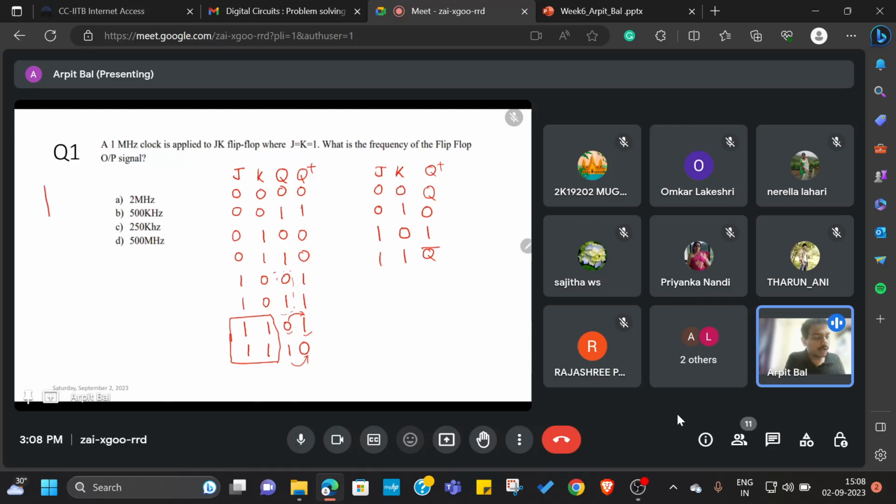We have the flip-flop with J equal to 1, K equal to 1, and a clock signal. What is the frequency of the clock signal? It is mentioned that it is 1 megahertz. For these types of questions, you need to make yourself comfortable in drawing timing diagrams. The first thing in the timing diagram that you need to draw is a clock.